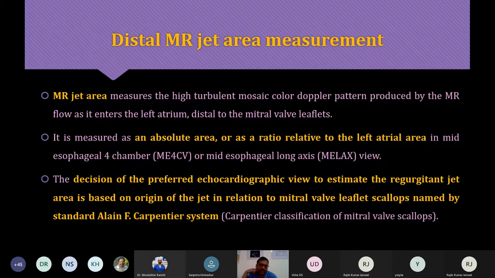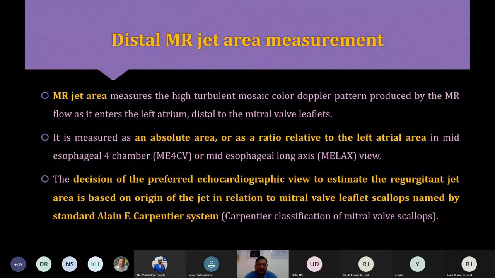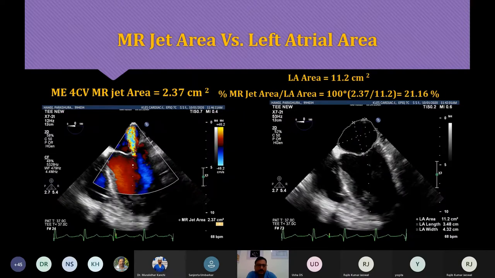Second is the distal MR jet area measurement. MR jet area measures the high turbulence mosaic color Doppler pattern produced by the MR flow as it enters the left atrium distal to the mitral valve leaflet. It is measured as an absolute area or as a ratio with the LA area, in percentage. The preferred echocardiographic view to estimate the regurgitant jet area is based on the origin of the jet in relation to the mitral valve leaflet scallops named by the standard Carpentier classification.